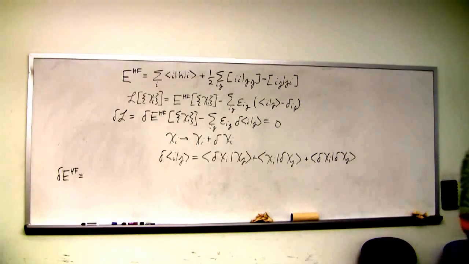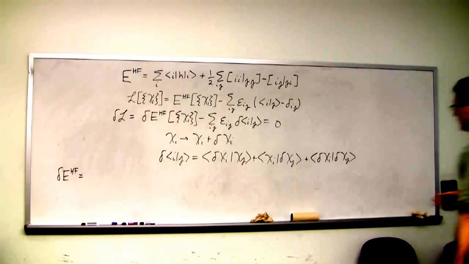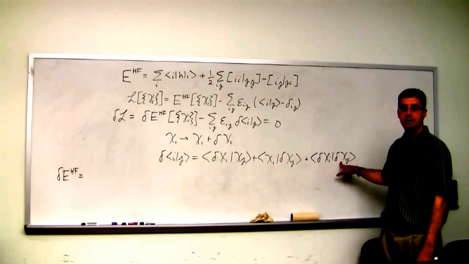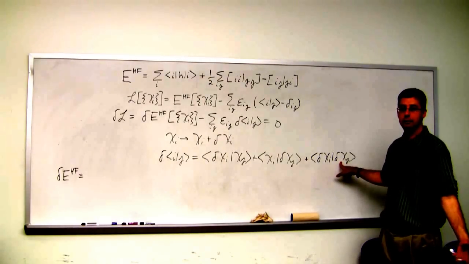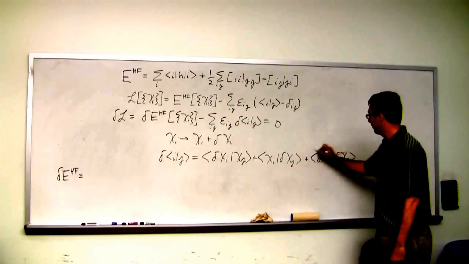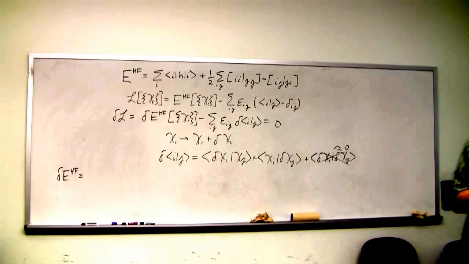The reason I didn't write it down, and I'll cross it out again, is because the assumption is whatever change this is, it's small. So if I have a small change in chi I times a small change in chi j, this is on the order of small squared, and so I'm not going to worry about it. So I'm only worrying about first order changes.